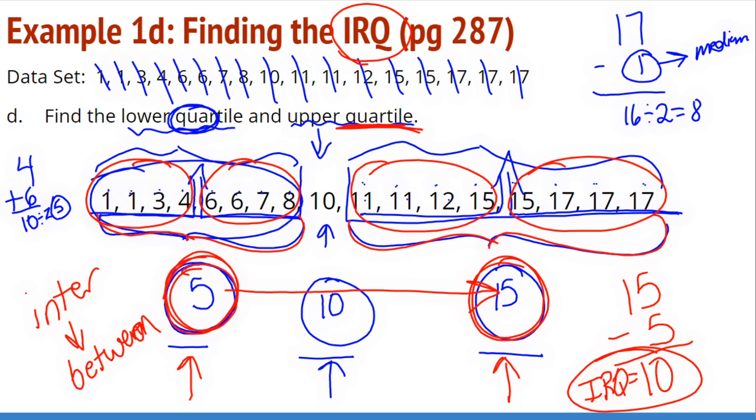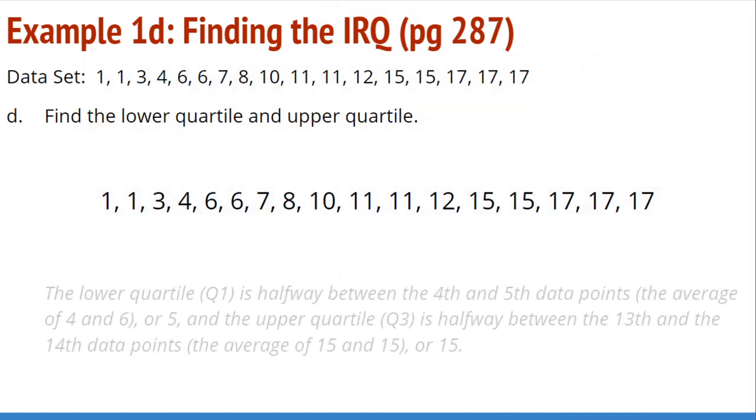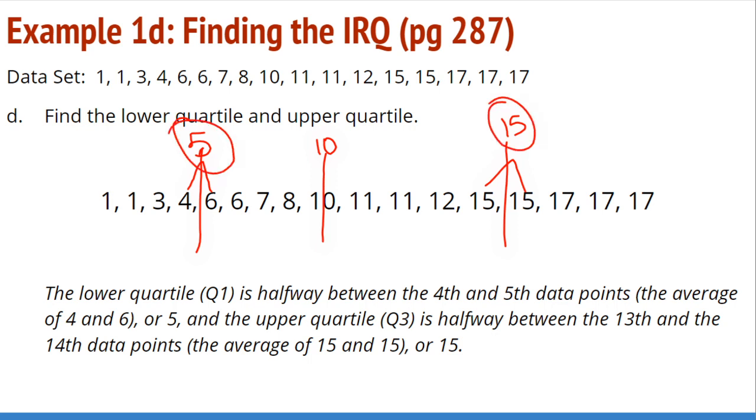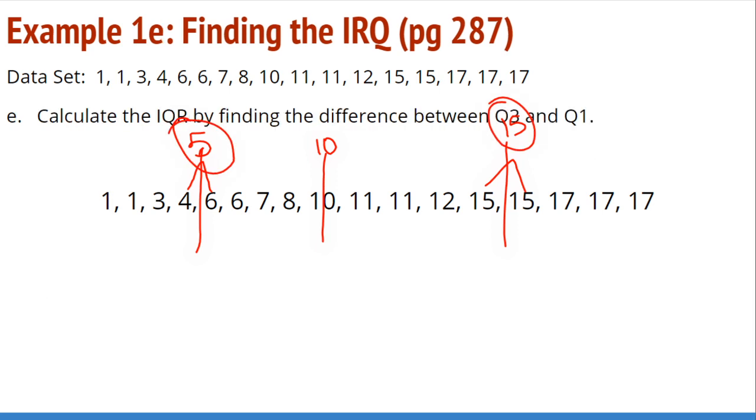You will sometimes hear the lower quartile referred to as the first quartile and the upper quartile referred to as the third quartile. All right, I know my board is a big mess here. It'll be okay. So the lower quartile is halfway between the 4th and 5th data points, so halfway between here and here. And then we've got halfway between here and here, so I've got 5, 10, and 15. And my data is cut into quarters. And I'll take 15 and subtract 5 and find that the interquartile range is 10.